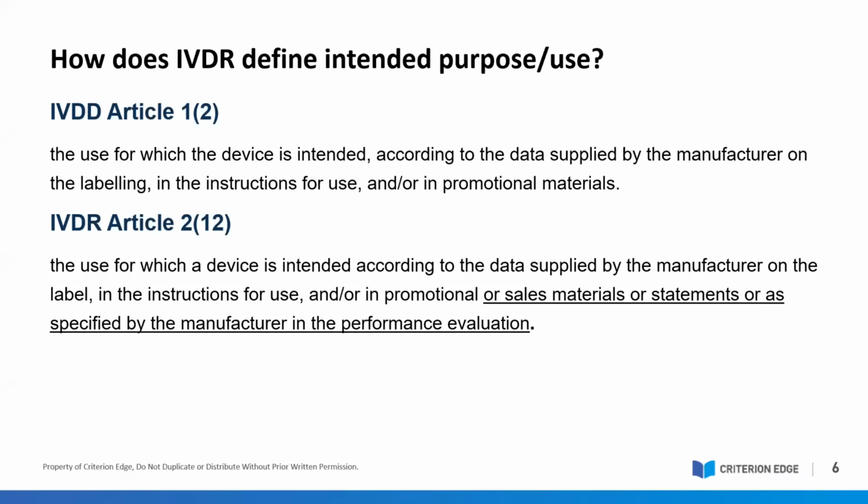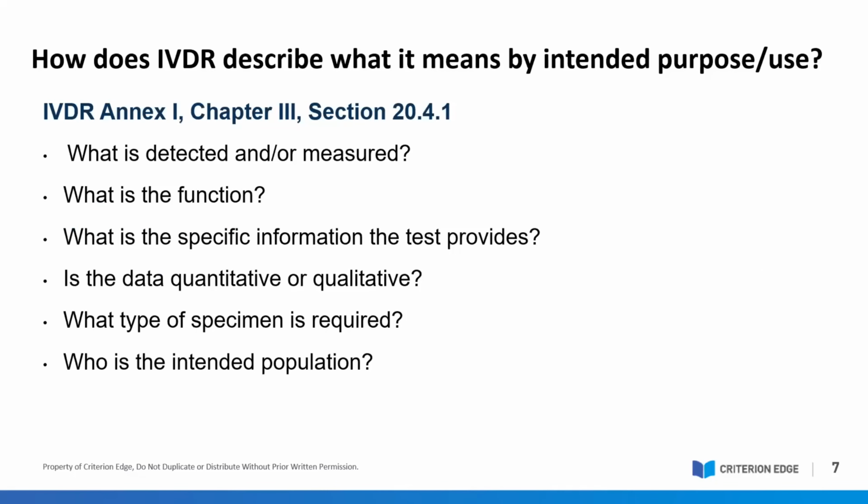First, how does IVDR define intended purpose? This is a main difference between IVDD and IVDR definitions. It lies with the addition of that last statement in IVDR. The IVDR defines the intended use based not only on your IFU, but also on the results of the data presented in the PER. So your PER is expected to support the claims that have been set out in your instructions and in your promotional materials using all available clinical data sources.